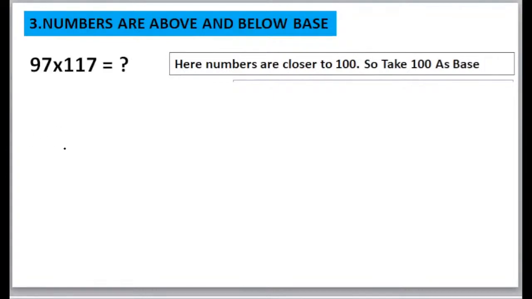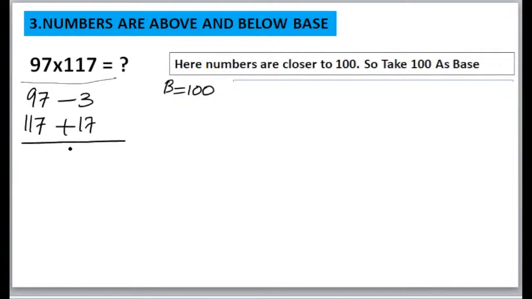We have learned about both the numbers above and both the numbers below the base. Now we have mixed numbers. Here both the numbers 97 and 117 are nearer to 100. So our base is 100. 97 is 3 less than 100 and 117 is 17 greater than 100. Here we have mixed numbers because one is above and one is below the base.